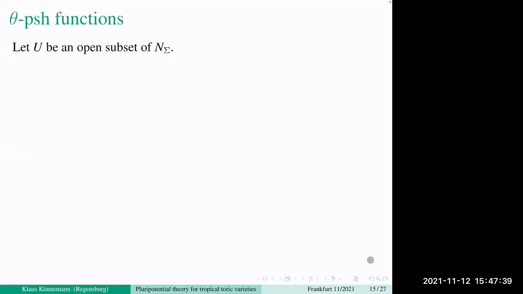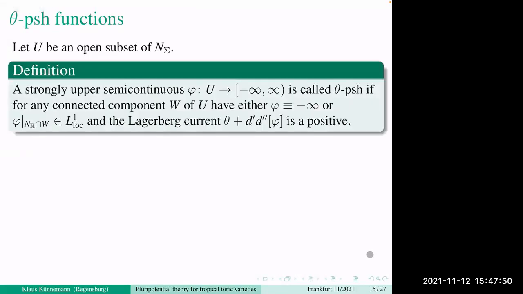Okay, and so then here there is a relative notion. These are the so-called theta PSH functions. So we look at an open subset U of N_Σ, then a strongly upper semi-continuous function phi, where the value minus infinity is allowed. This is called theta PSH.